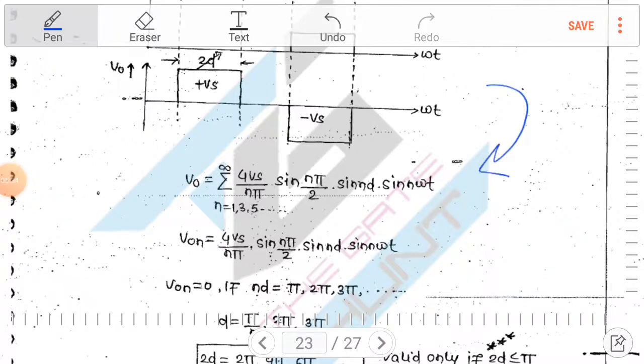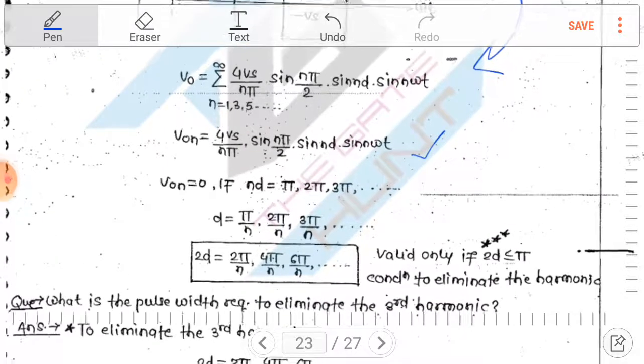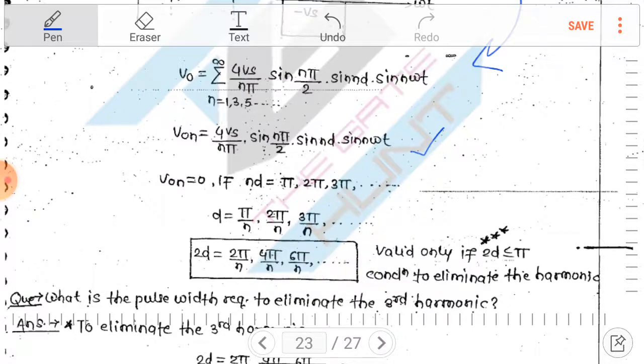The Fourier series of this output voltage is given as below. We can get the nth harmonic output voltage from here. To eliminate the nth harmonic, we use this formula: 2D equals 2 pi by n. So the width will decide which harmonic we eliminate.